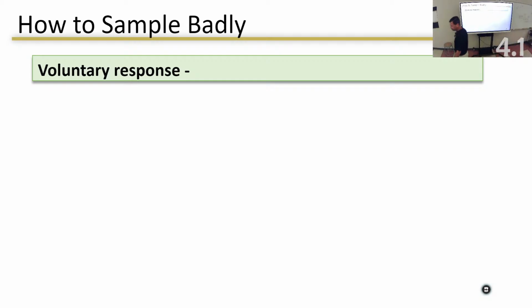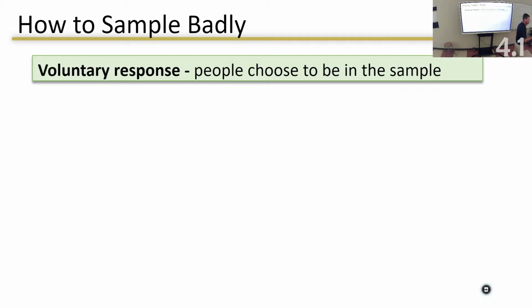Voluntary response. You volunteer. People choose to be in the sample. This pretty much has to be people, right? I can't do trees. You want to be in the sample? I mean, you can't do that with an inanimate object. Do it with people. Now, be aware of this, guys. They use volunteers a ton in statistics. It's okay to use them, just be careful.